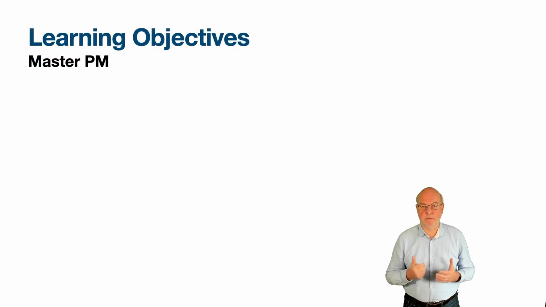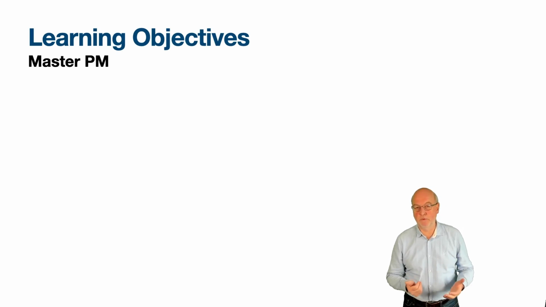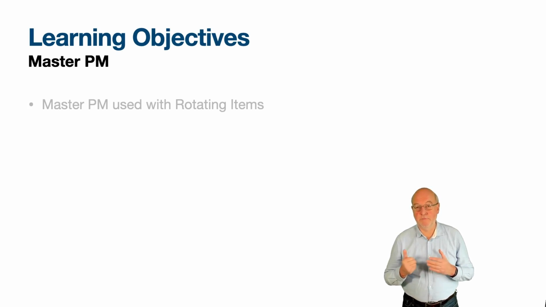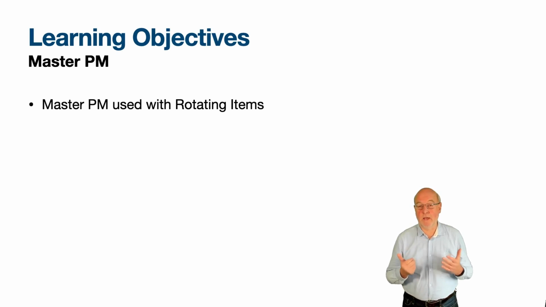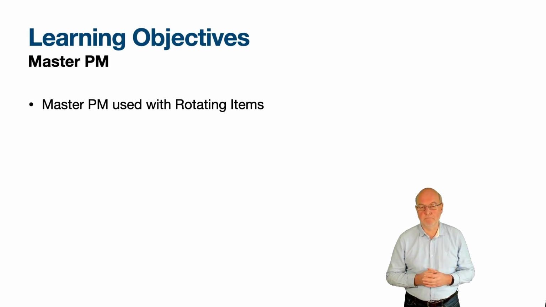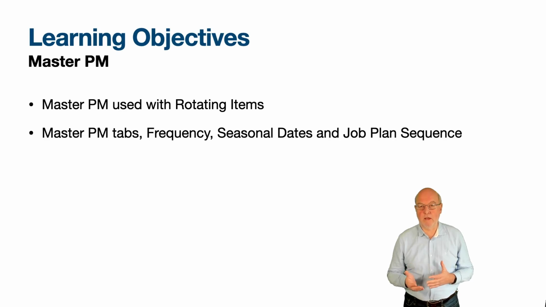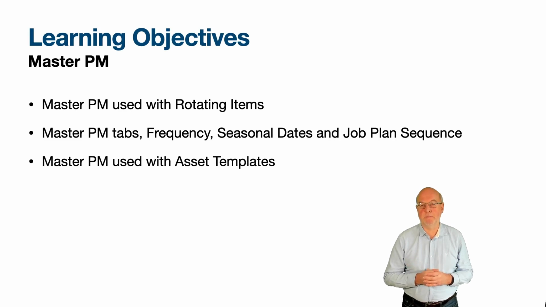Master PMs are templates for creating preventive maintenance records, which in turn generate frequency-based work orders and inspections. In the first part of today's video, we will look at the main tab of the Master PM application and how PMs are created and updated from the Master PM. We'll then explore other areas of the Master PM application, the frequency tabs and the tabs for seasonal dates and job plan sequence. We'll finish by looking at Master PMs used by the Asset Templates application. So let's get started.